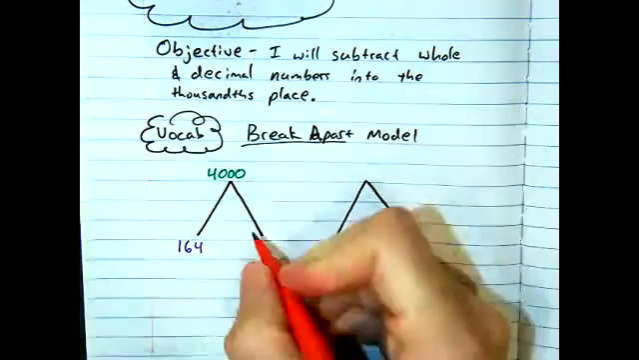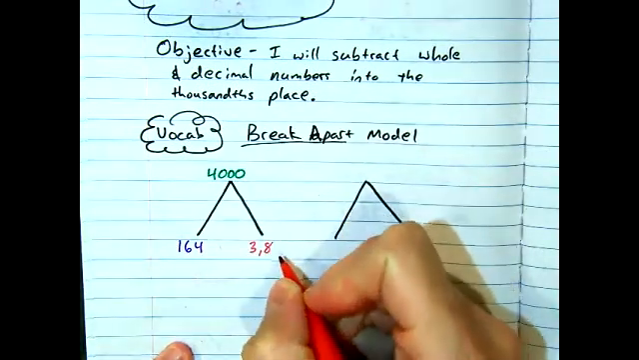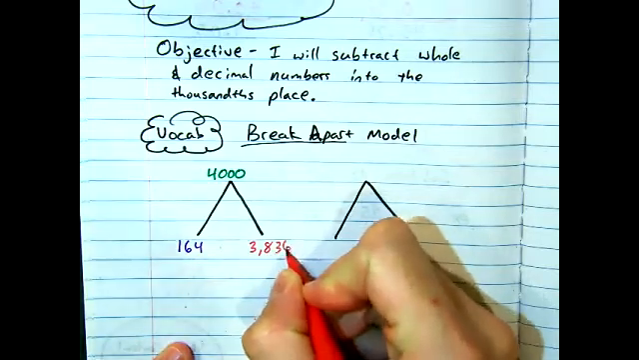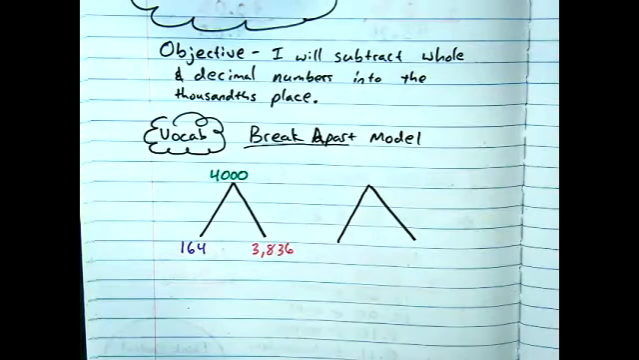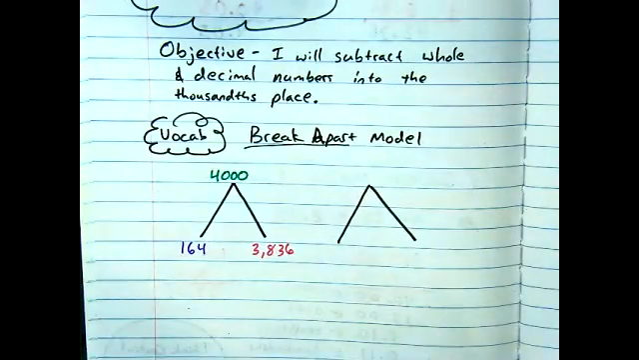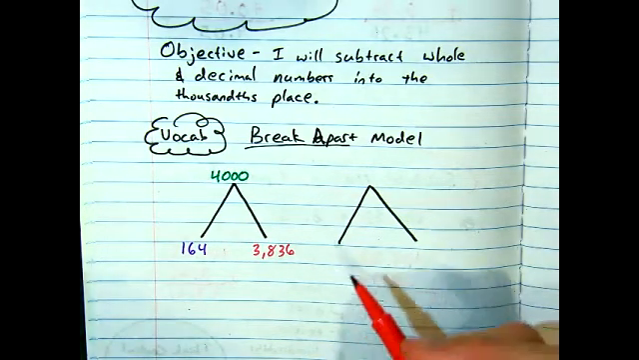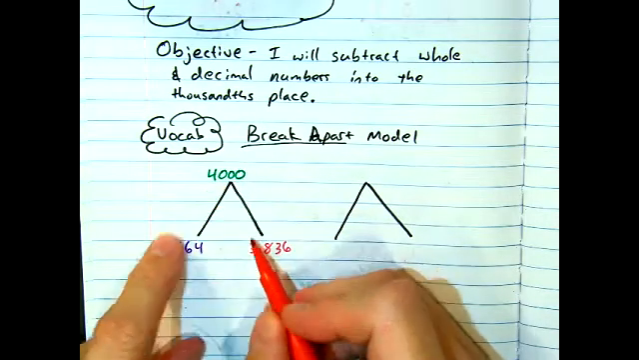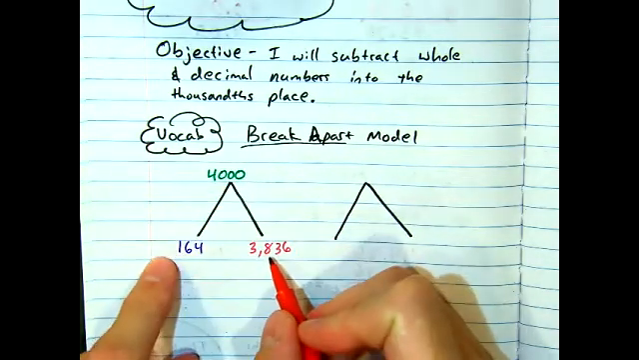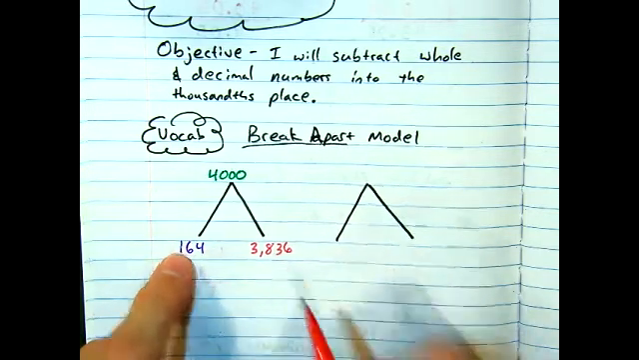and over here I've got 3,836. What is the relationship between these three numbers? How are they connected? Any ideas? So if I have this up top, I have 4,000, and I split it, I break it apart. What does that mean? What do these two numbers have to do with one another?